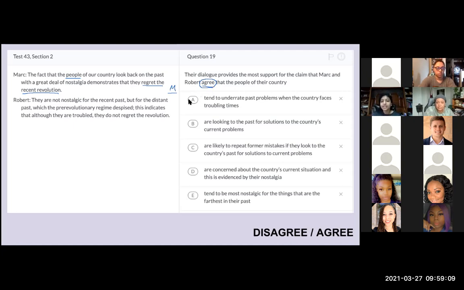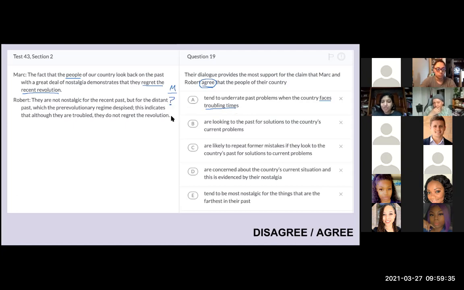So let's look at A. The people of their country tend to underrate past problems when the country faces troubling times. What do we think about that? I don't like it. Yeah, I also don't like it. Do we know what people tend to do when the country faces troubling times? Mark didn't really talk about that, right? So I don't know what Mark thinks about A.